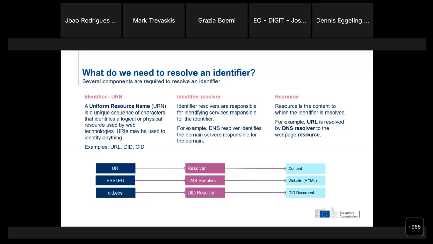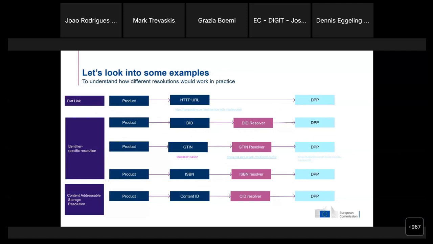Next slide, please. Okay, so this diagram is summarizing the three approaches. We see here that there can be direct links, for example HTTP URLs, that are connecting the data carrier to the online document. They can be based on the product identifier, or maybe they can be a direct link to the information.